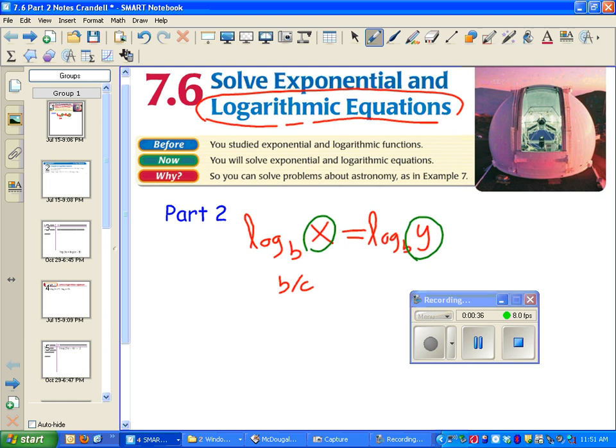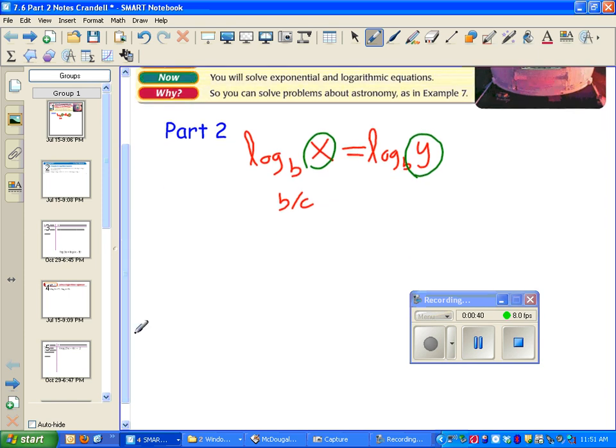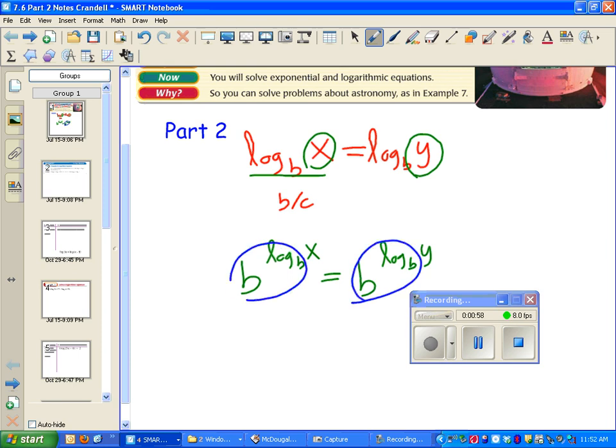Because let's see, what's the inverse of a log? Good, exponential. So if we do b to the log base b of x, we just took this and exponentiated it. And then we make that an exponent as well, so b to the log base b of y. Then this right here is an inverse, and this right here is an inverse. So then we just get x equals y. So that's why we have that.